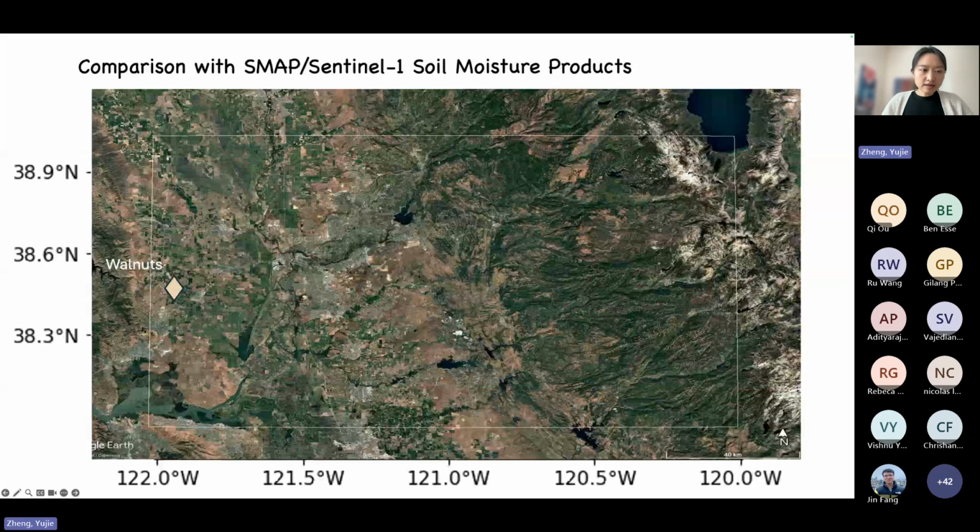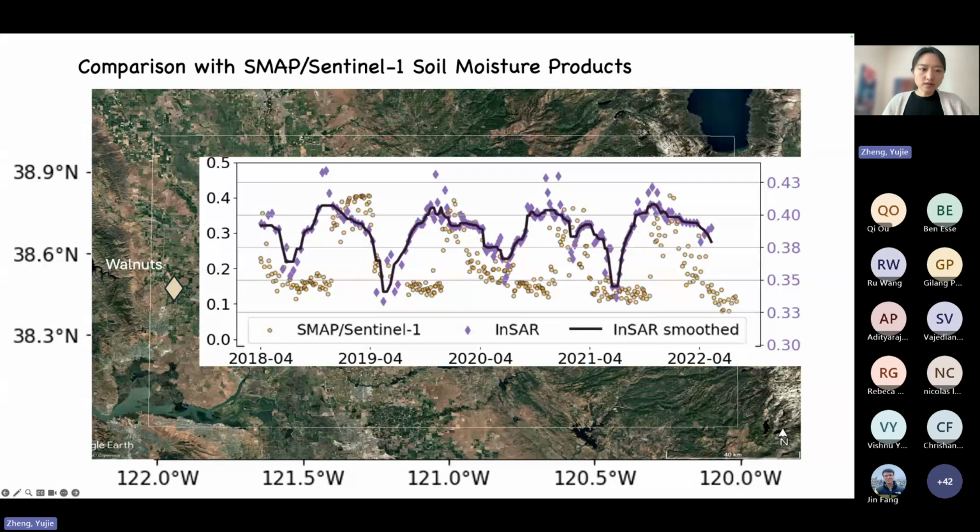We can also look at individual fields. So here, the yellow dots are SMAP Sentinel-1 products. The purple curves, the purple diamonds, and the black line are InSAR soil moisture index. And we can see a great agreement.